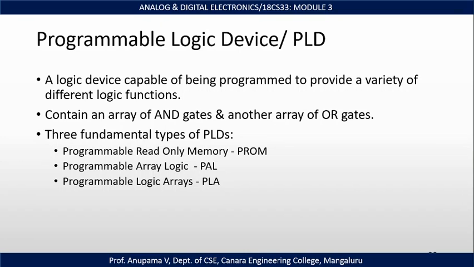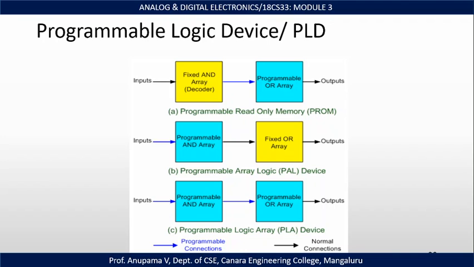There are three fundamental types of PLDs. They are programmable read-only memory, that is PROM, programmable array logic, that is PAL, and programmable logic array, PLA. Now, let us see the structure of these three fundamental types of PLDs. Diagram A indicates the structure of programmable read-only memory, PROM. PROM has a fixed AND array and a programmable OR array. The fixed AND array is implemented using a decoder.